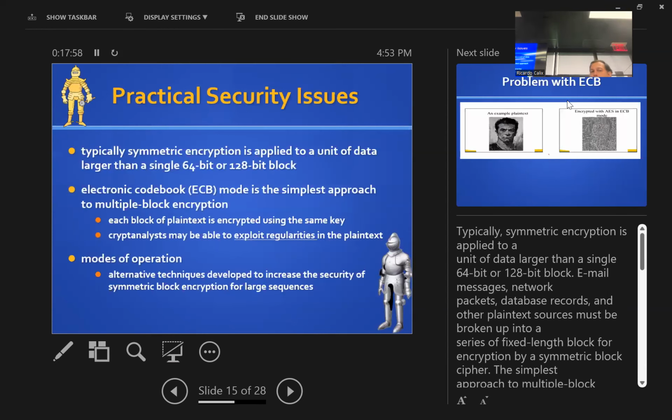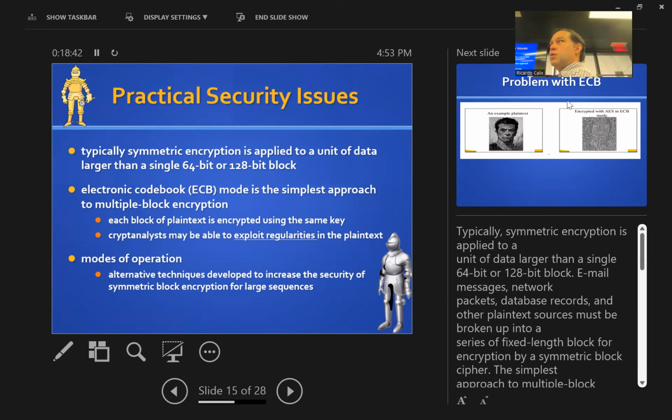So, practical security issues. We've already talked about this, so I'm just summarizing. Remember, there are modes of operation in symmetric encryption. Typically, symmetric encryption is applied to a unit of data larger than a single 64-bit or 128-bit block. For our examples we've used 8-bit blocks just because it's easier, but you usually want something a bit bigger. We know there are four modes of operation, ECB, CBC, and so on. ECB, the electronic codebook mode, is the simplest approach to multi-block encryption.